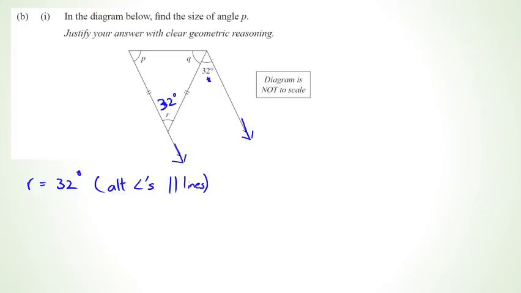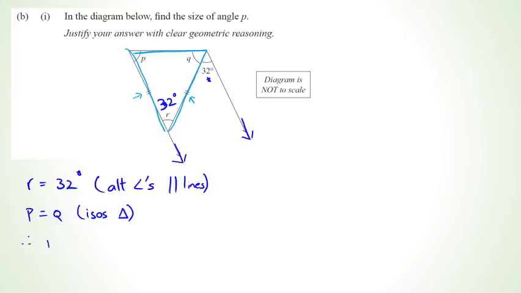Once that's 32, I can see that these two lines here make this triangle an isosceles triangle. So what I can then do is say P equals Q because it's an isosceles triangle.